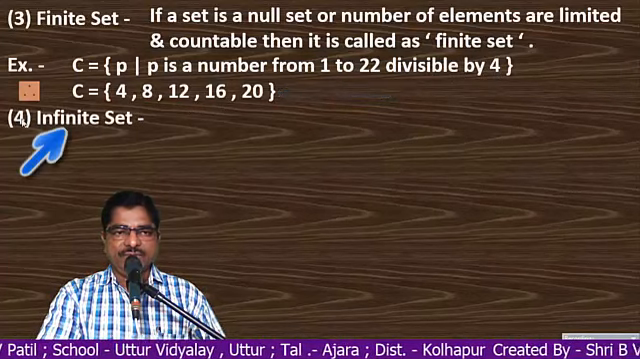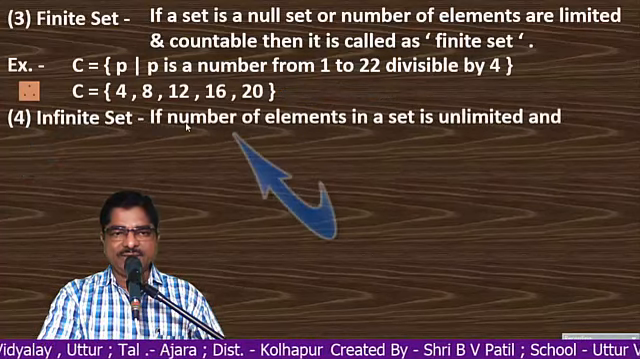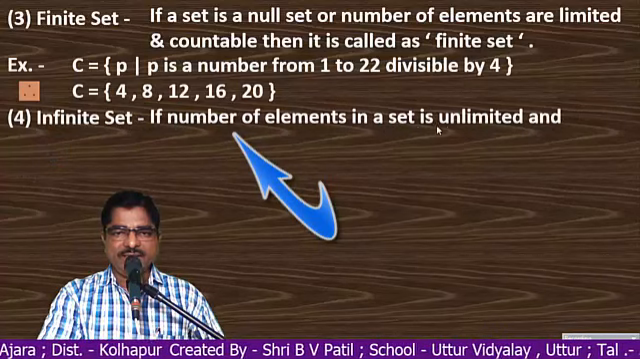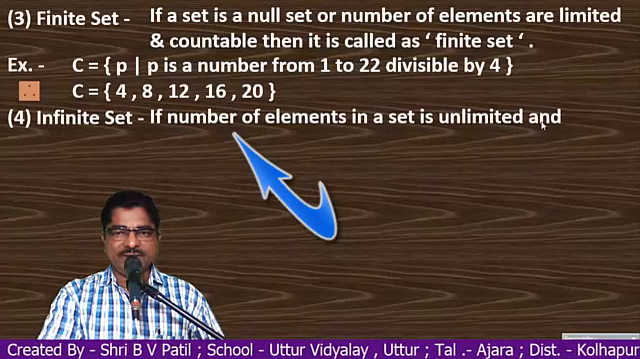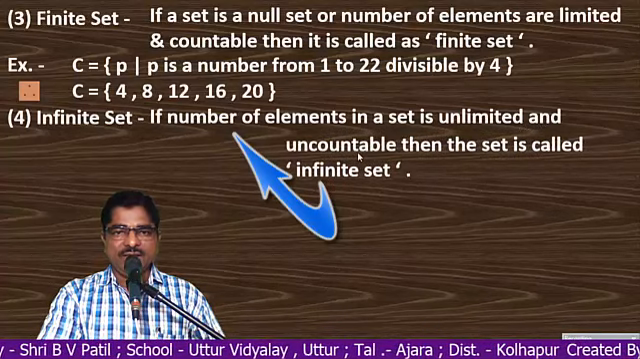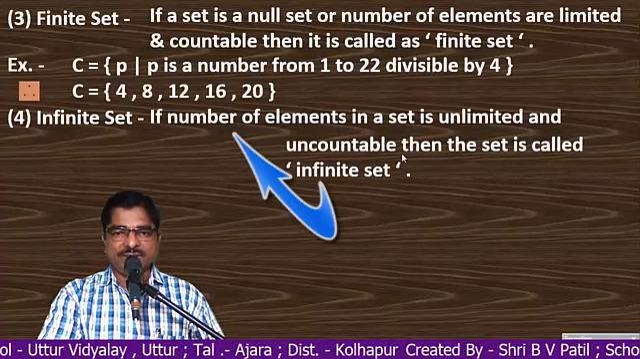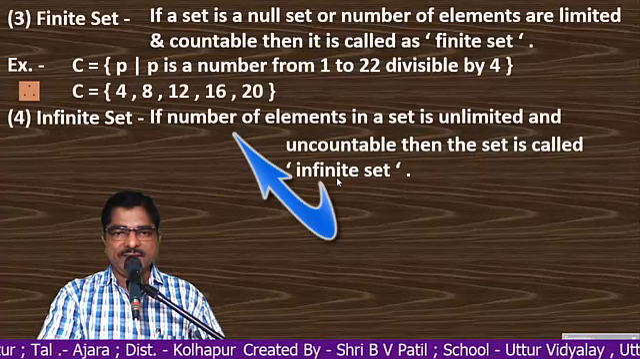Then fourth type is infinite set. If the number of elements in a set is unlimited, there is no limit, and uncountable, we cannot count those numbers, then the set is called an infinite set.